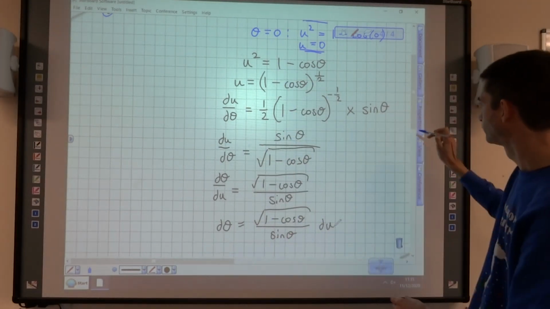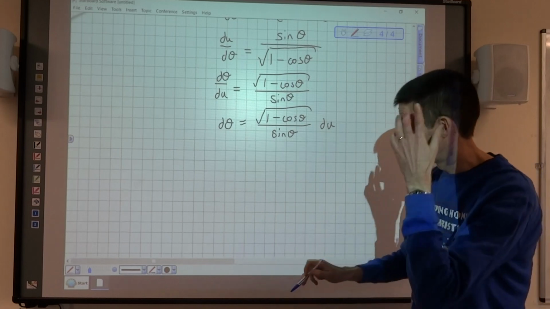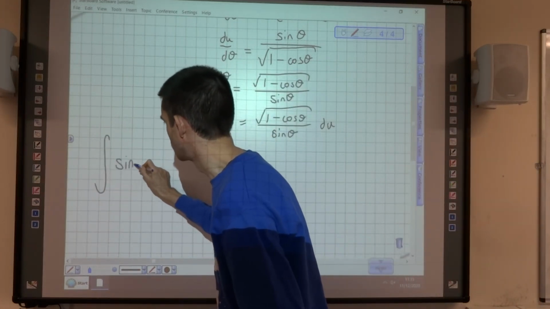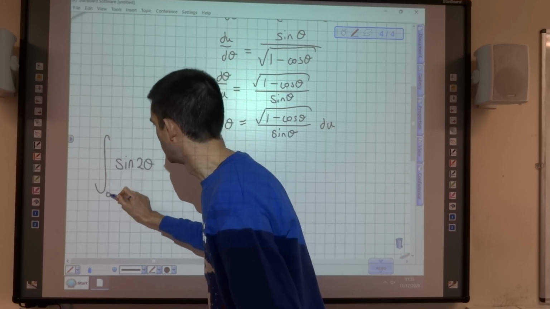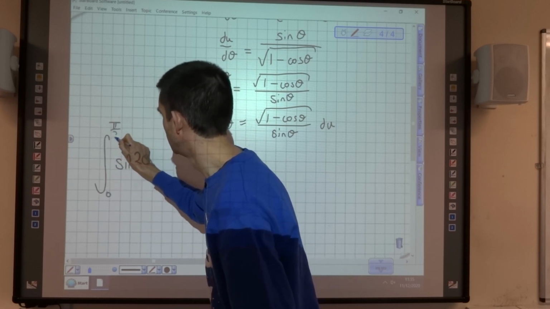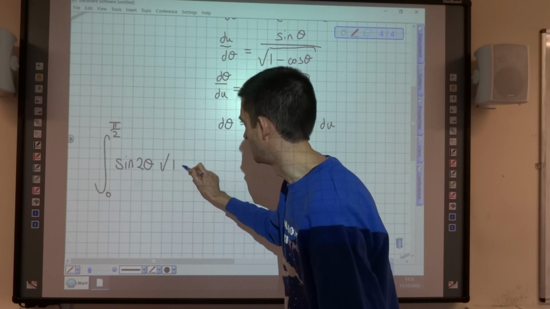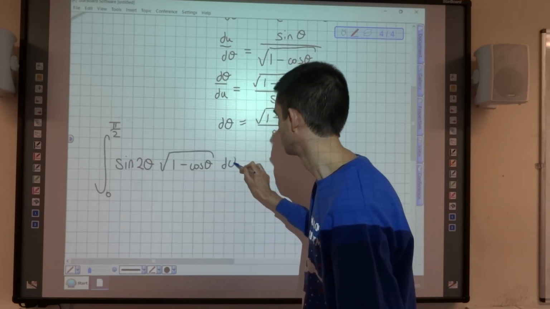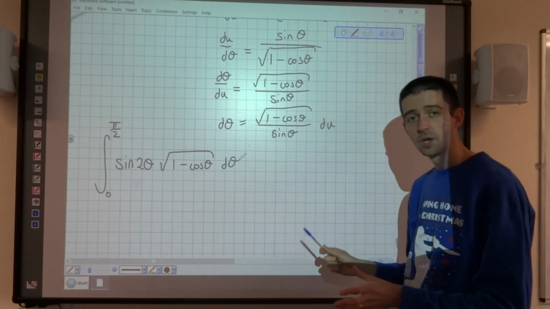And what I'm now going to do is replace dθ in the substitution with this and see what we end up with. So I'm actually just going to rewrite the original integral, which was sin 2θ between 0 and π over 2, root 1 minus cos θ dθ, and think about what's swapping.